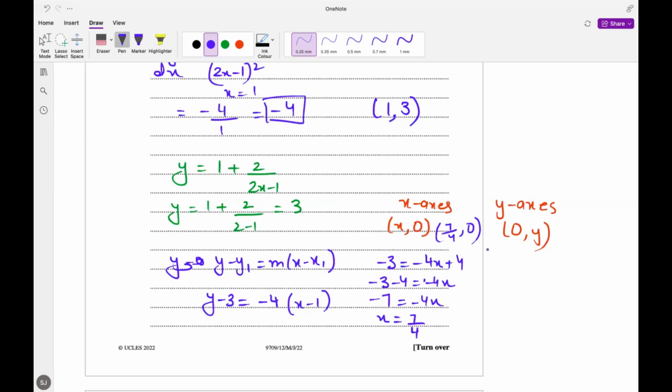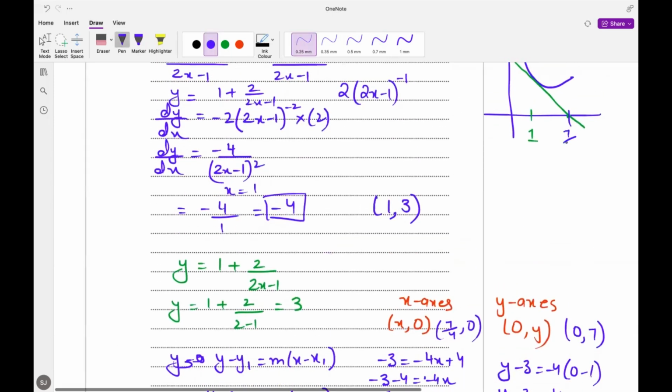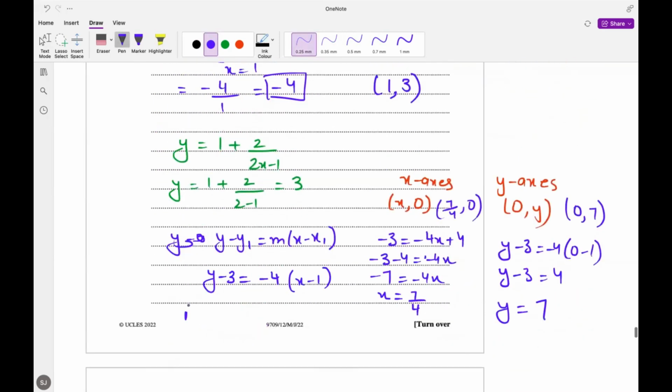To find the y value, we'll substitute x equals 0. So y minus 3 equals minus 4 times 0 minus 1. y minus 3 equals minus 4 times minus 1, which is plus 4. Then y equals 4 plus 3, which is 7. So we have the y coordinate as 0 comma 7. Now we know the x value is 7 upon 4 and the y value is 7. So we can use that as the height. The area will be equal to half times 7 upon 4 times 7. Simplifying this, the area will be 49 upon 8.